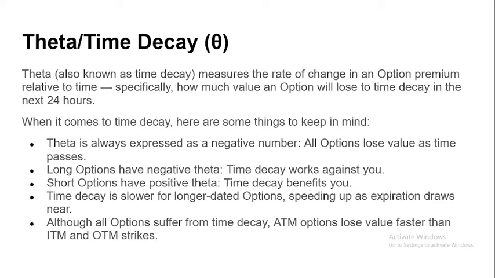Long options have negative theta. Time decay works against you. Short options have positive theta. Time decay benefits you. Time decay is lower for longer dated options, speeding up as expiration draws near. Although all options suffer from time decay, at the money options lose value faster than in the money or out of the money strikes.